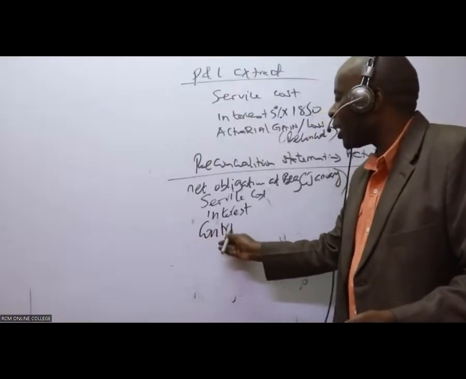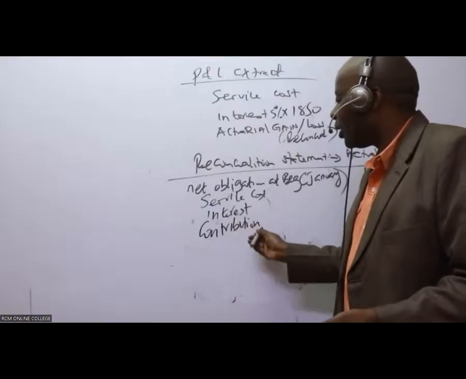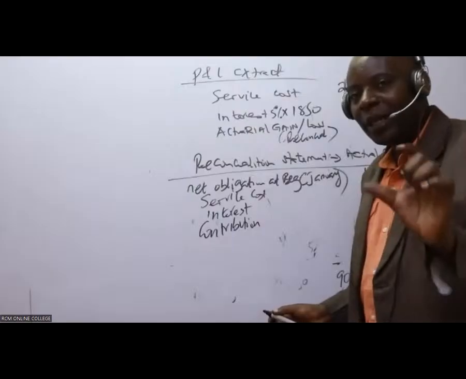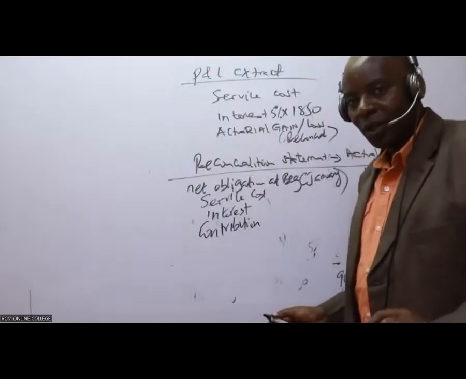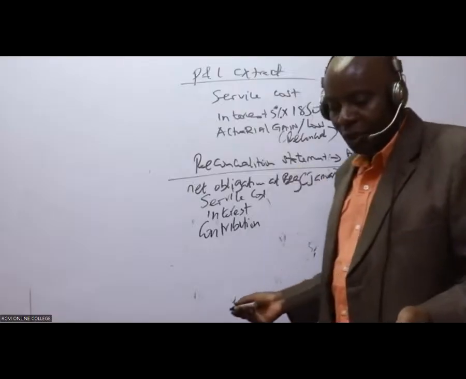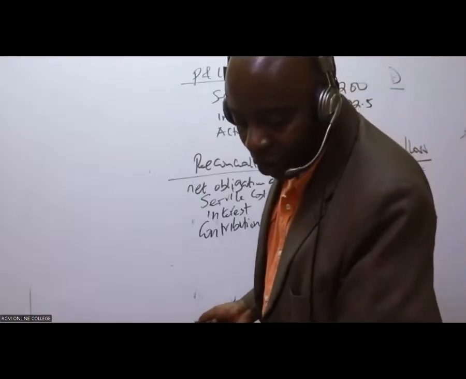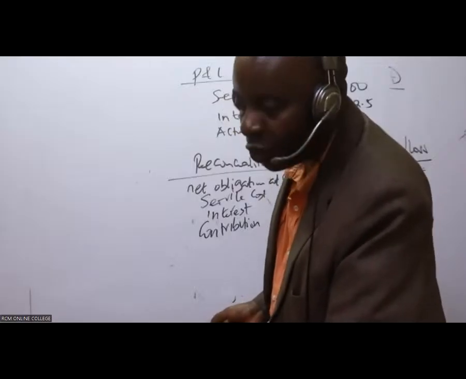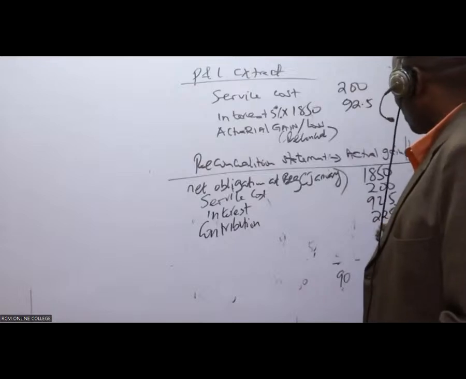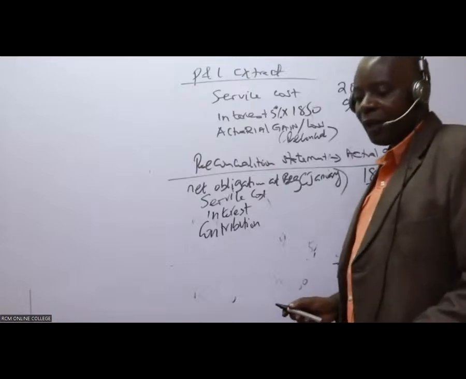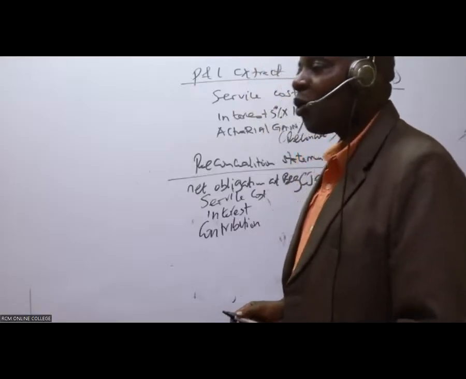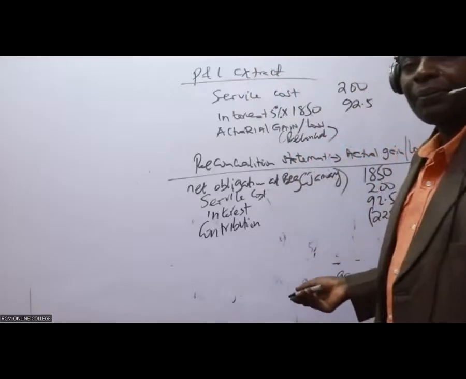Even if I don't understand so much, I know the contribution in this case received is increasing my assets, and therefore my net obligation is going down. So the contribution must always be deducted. Contribution is how much? 225. Now, what do you know about benefits paid out?